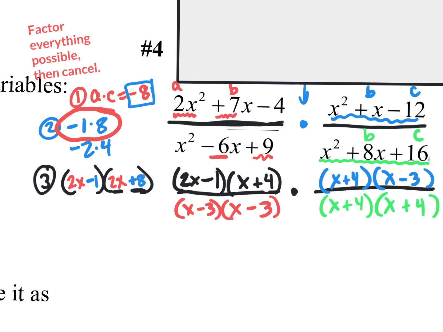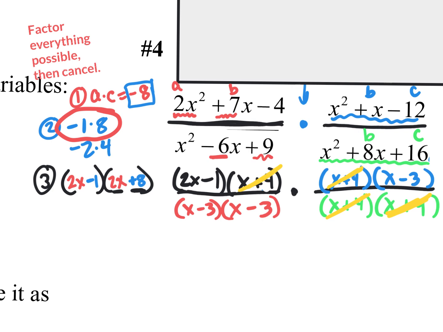So what could we cancel? Let's take a look at x plus 4 down here will cancel with the x plus 4 up here. But then you have another x plus 4 up here that'll cancel with that other x plus 4 down there. Again, it has to be the top canceling with the bottom. The top canceling with the bottom. You cannot cancel both of these. They're both on the bottom. Okay, it has to be top with bottom or bottom with top.